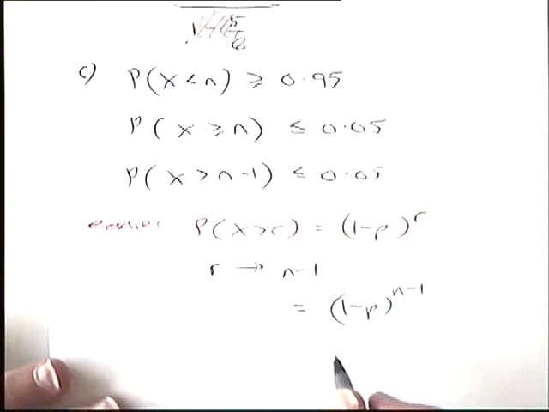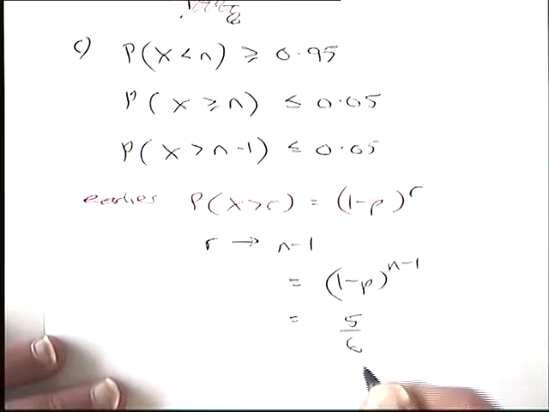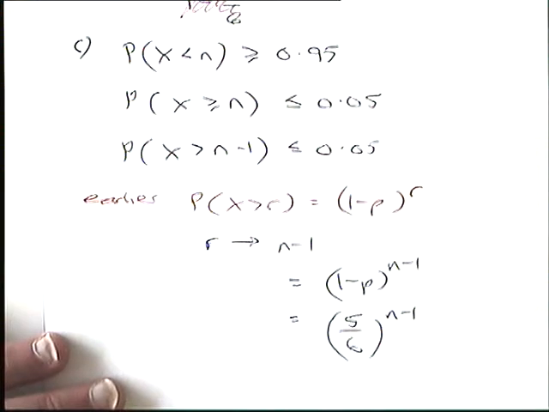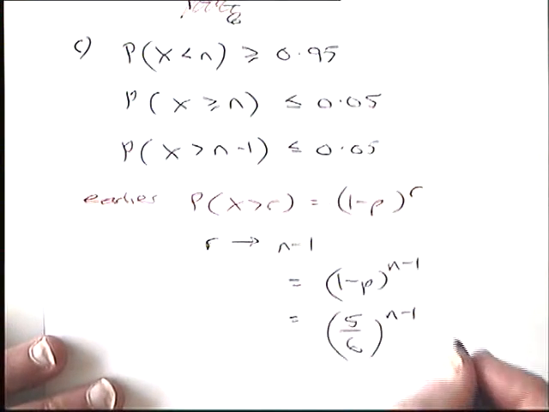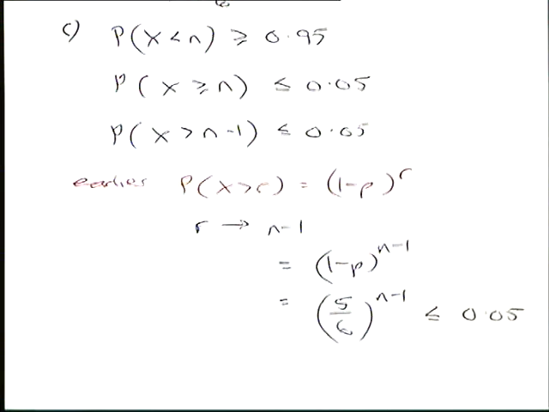And what's 1 minus p in this question? 1 minus p is 5/6. So I've got (5/6) to the n minus 1. Then that has to be less than or equal to 0.05. And now, how do we go about solving something like that?